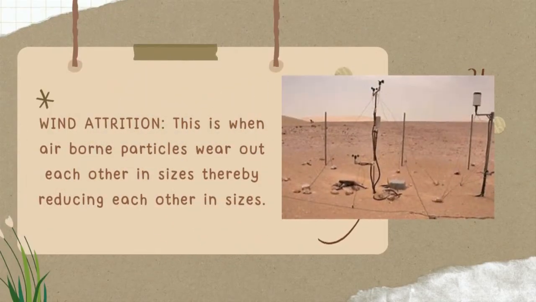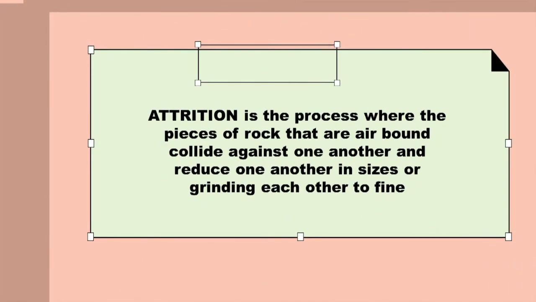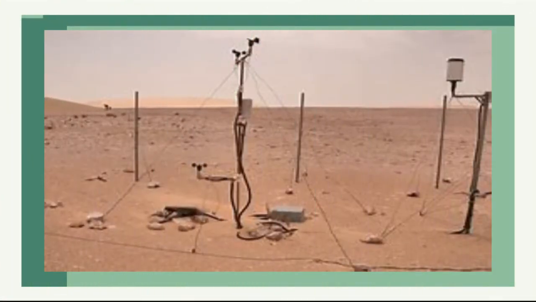Three, we have what we call wind attrition. Wind attrition is when particles in the air, rocks or pebbles in the air, tend to scrape or collide with one another and wear one another out in size, reducing one another in shape to form small layers of rock or fine-grained soil or sand.